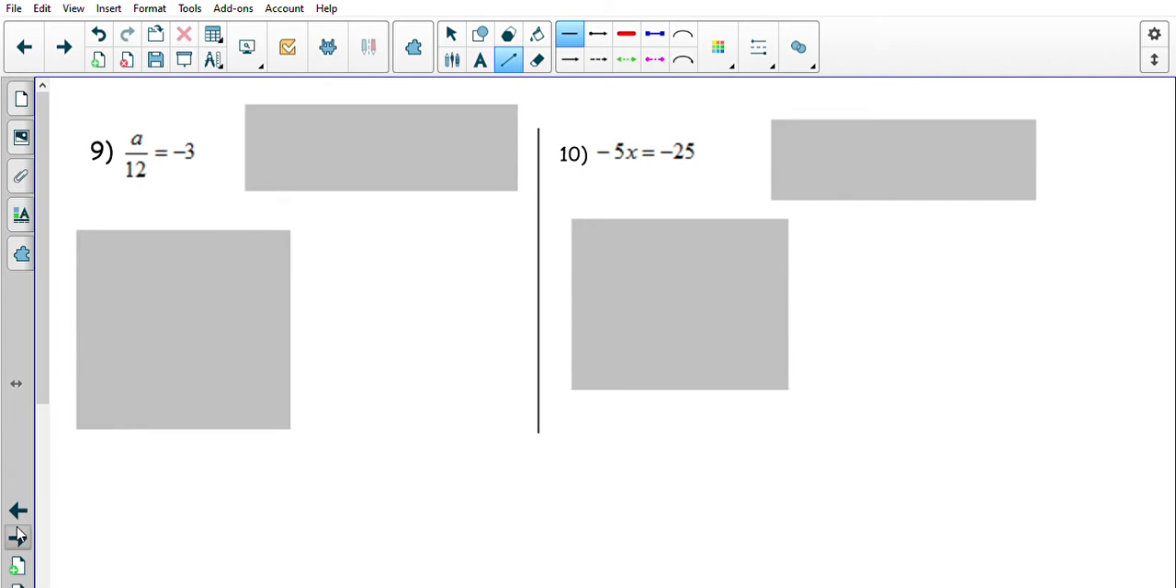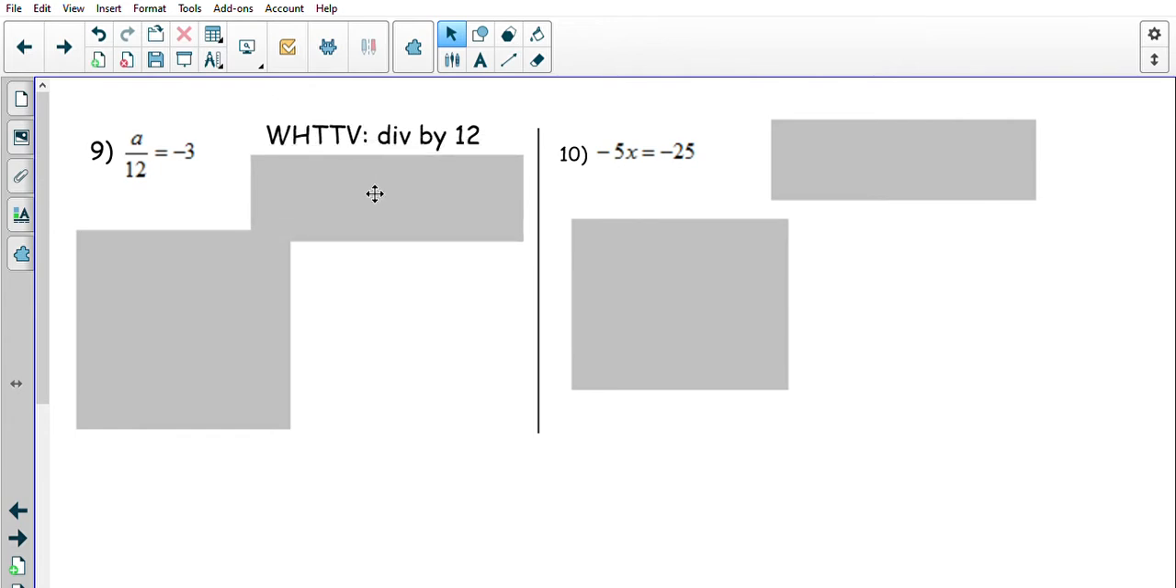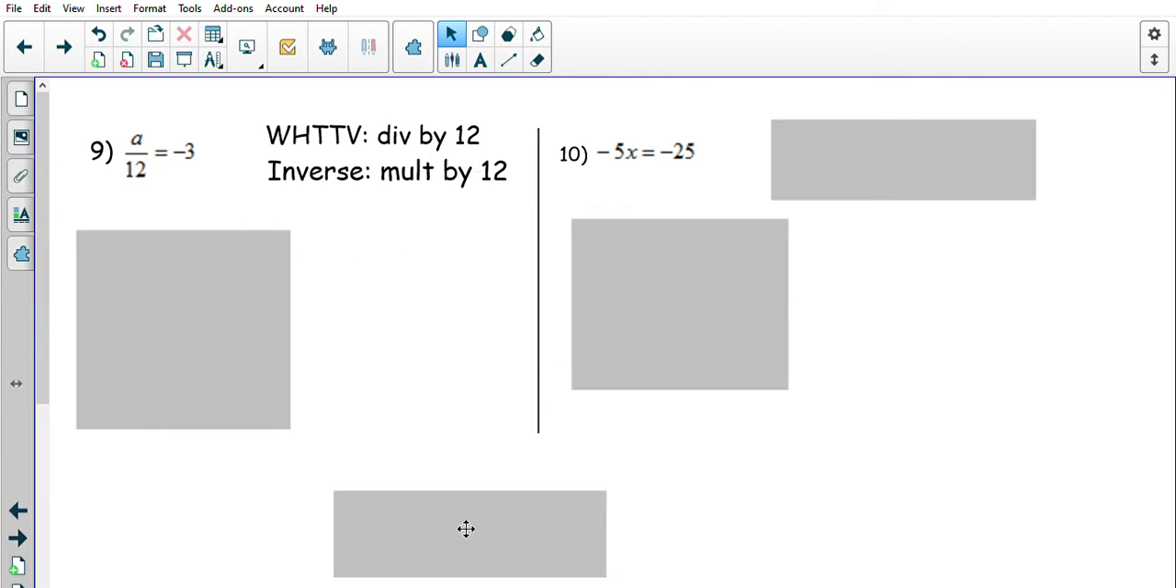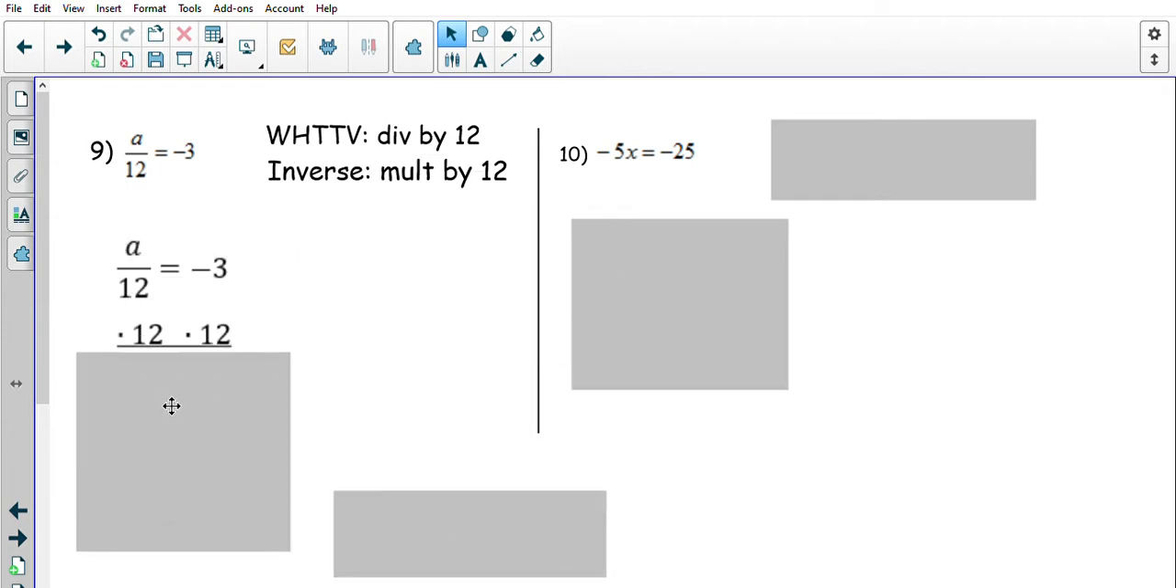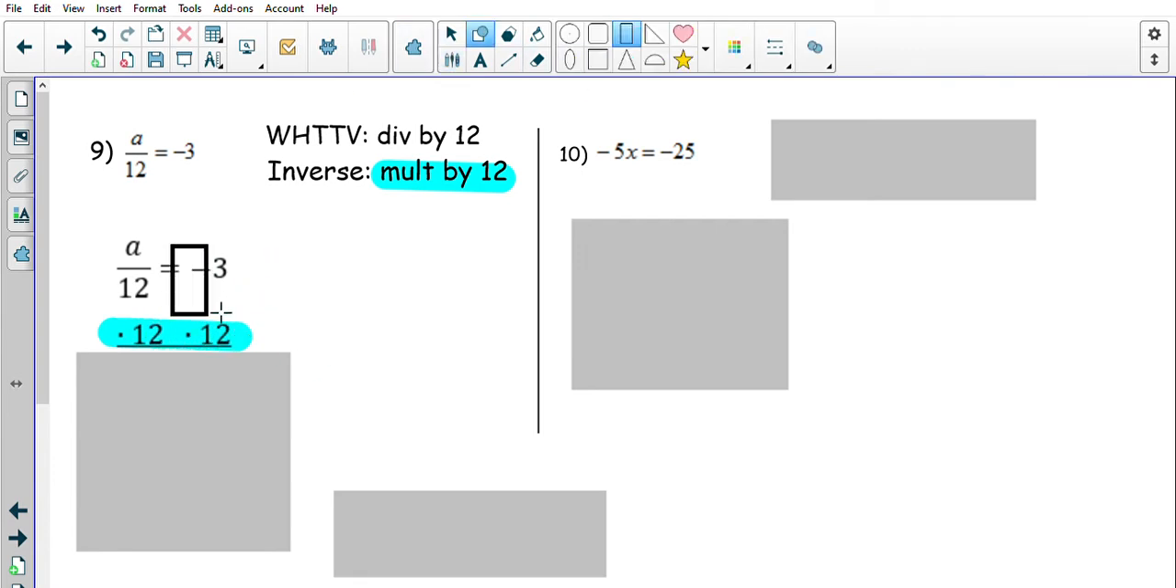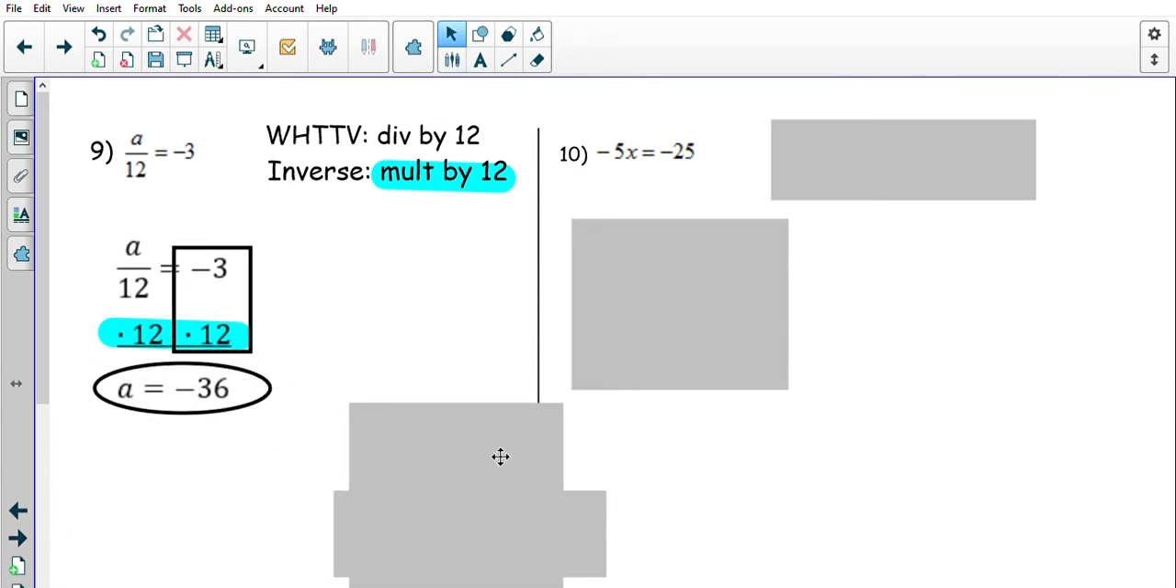All right, let's take a look at number 9. So a over 12 equals negative 3. What's happening to the variable? Well, we're dividing by 12. What's the inverse of dividing by 12? Multiply by 12. So what I'm going to do is show multiply by 12 on both sides of my equation. Again, always the inverse. And you can write it right underneath like I did here. So what are you plugging into your calculator? You're going to plug in negative 3 times 12, which is going to get us negative 36. So our solution is a equals negative 36.